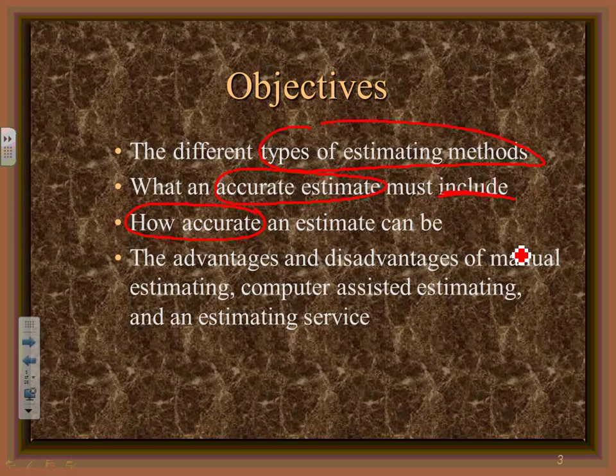And then moving on, we'll talk about the advantages, gentlemen and ladies, and the disadvantages of methods of estimation, which is called advantage of material estimating, computer-assisted estimating, and estimating service. So we have 3 methods or ways of doing estimating: manual estimating, computer estimating, and estimating service.